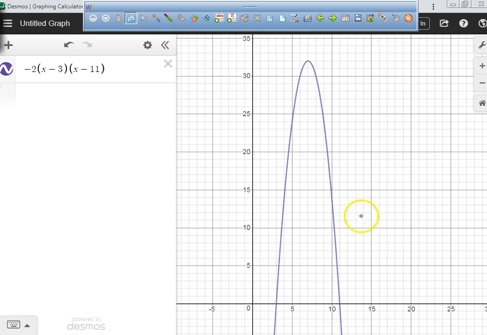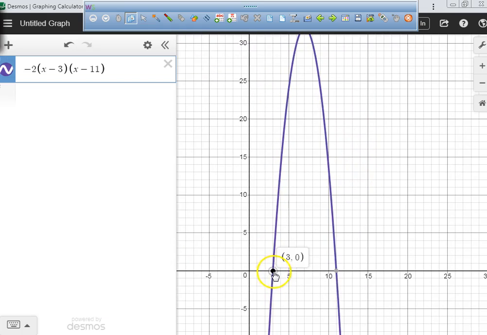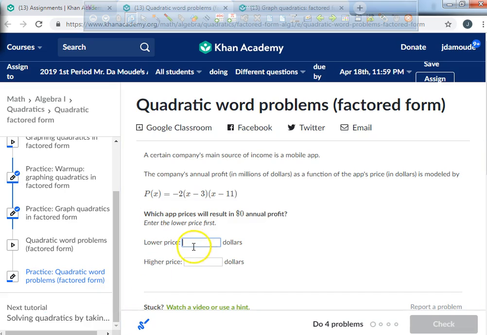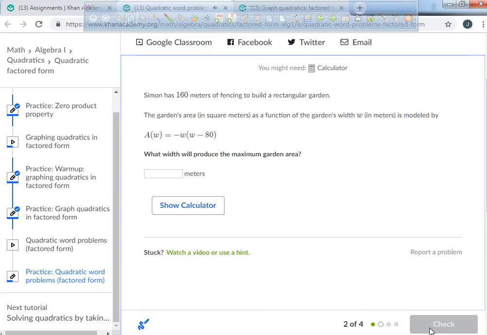But that's not what they're asking. They're saying, hey, when is the profit going to be 0? If they sell it for $3, or if they sell it for $11. If they sell it for too little, they won't offset the cost. If they sell it for too much, people won't buy it and they won't offset the cost. All right. So in this particular question, the answer is going to be 3 and 11. I'm going to type it in. 3 and 11. That's it.